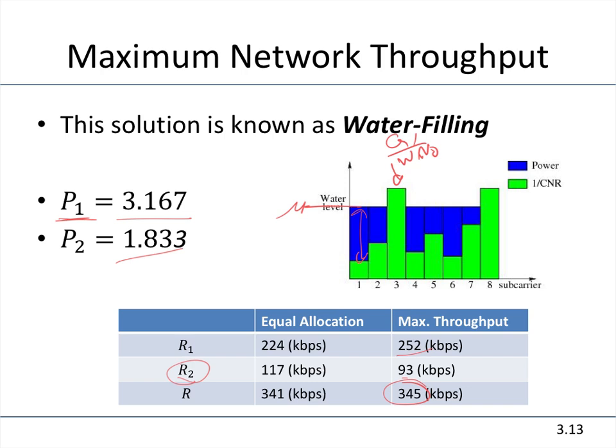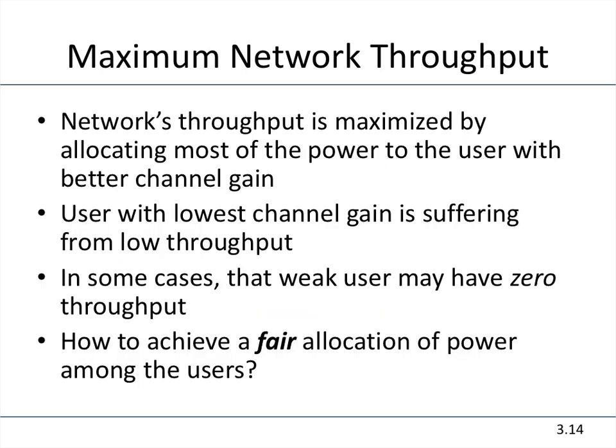So we have seen that despite all this optimization and good stuff, we have achieved only 4 kilobits per second, which was a bit of a surprise. So the network's throughput is maximized by allocating most of the power to the user with the better channel. And this is logical. If we assign higher transmit power to the user with a good channel, you will achieve high data rates. So the user with the lowest channel is, on the other side, suffering, right?